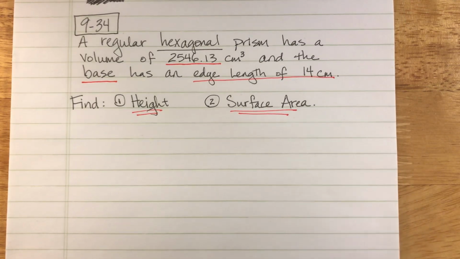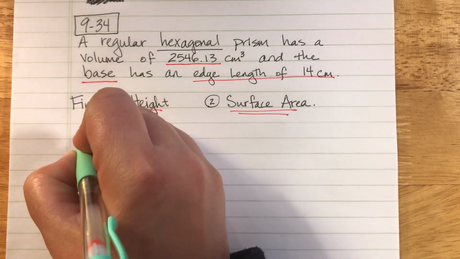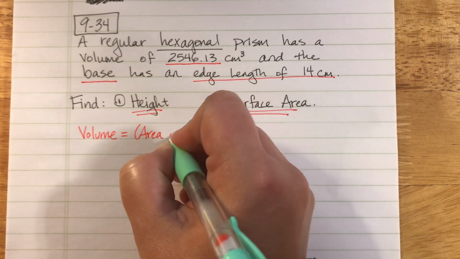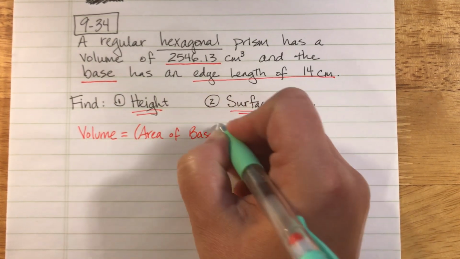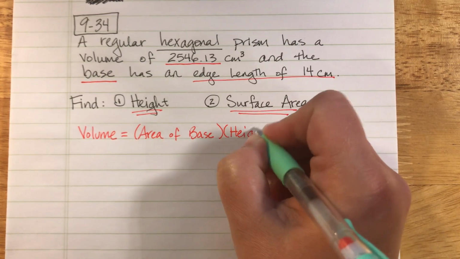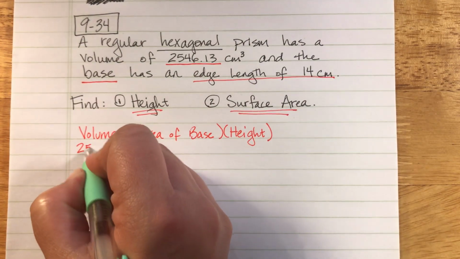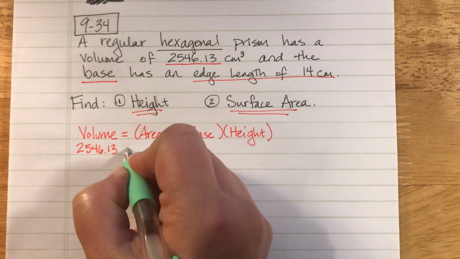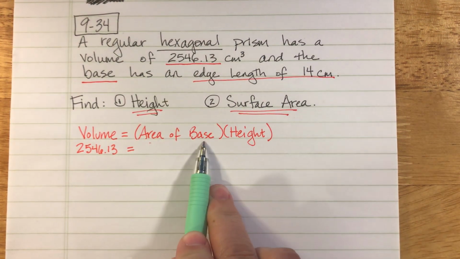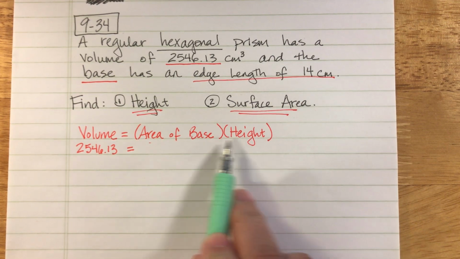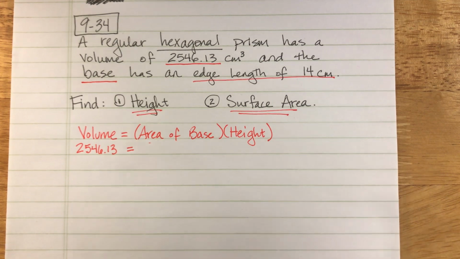Let's do it. So, first of all, I want you to remember that the volume of a prism is equal to the area of the base times the height of the prism. So, I know that my volume is 2,546.13. If I can figure out what the area of the base is and divide 2,546.13 by the area of the base, that will give me my height. So it is a regular hexagonal prism.